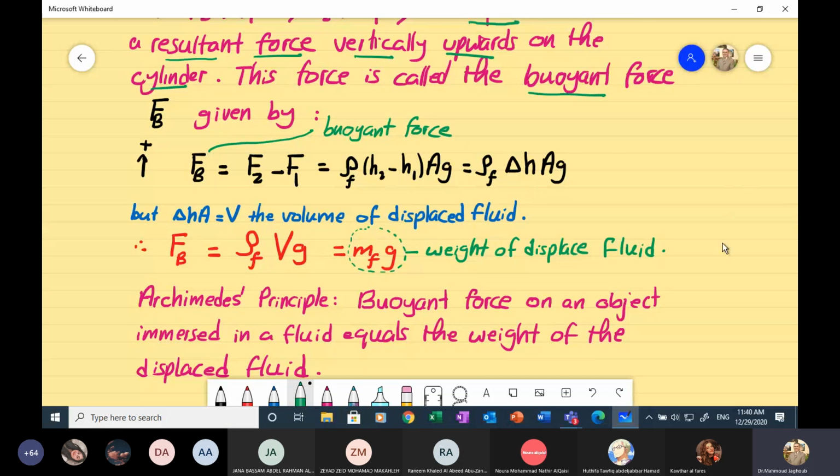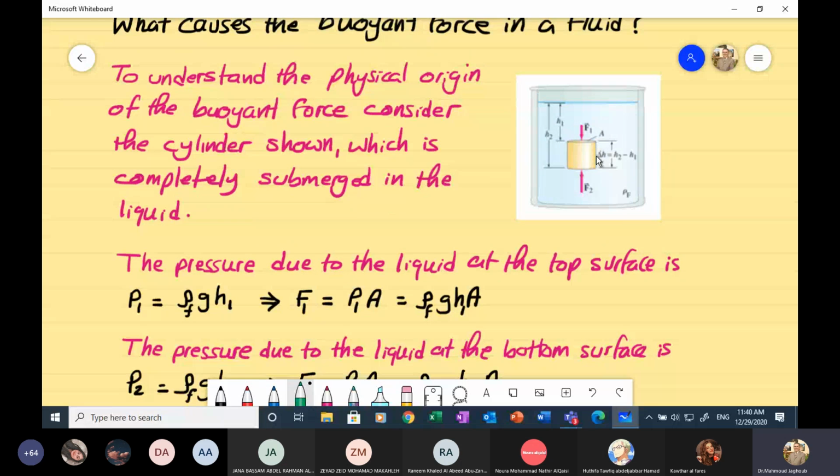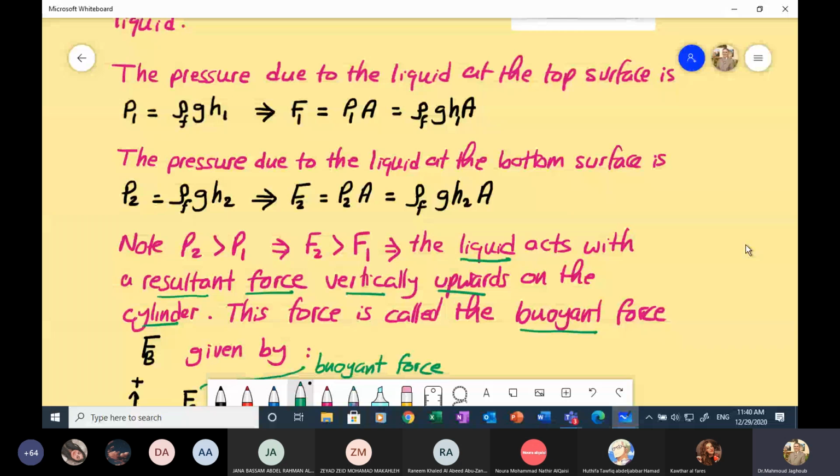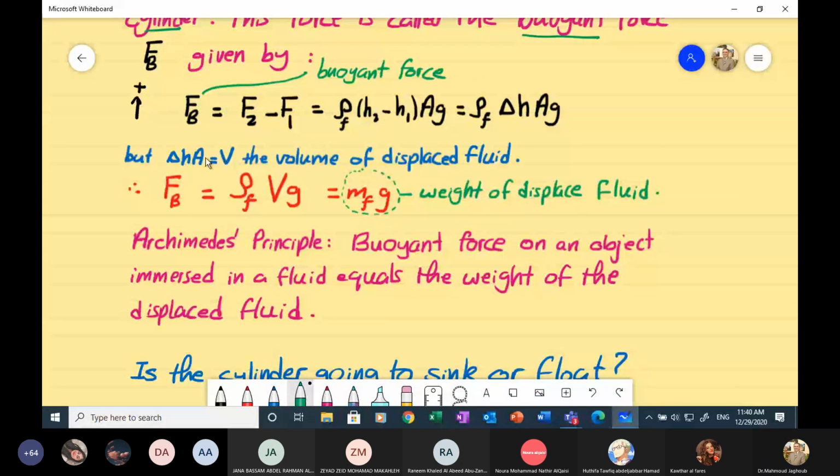But remember, delta h multiplied by A, what does it represent? This is delta h, which is h2 minus h1. If you multiply this height, delta h, by the area of the cylinder, what do you get? Volume. Yes, it's the volume of the cylinder, يعني حجم الأسطوانة. Okay, and therefore delta h times A is the volume of the cylinder, which equals the volume of the displaced fluid.